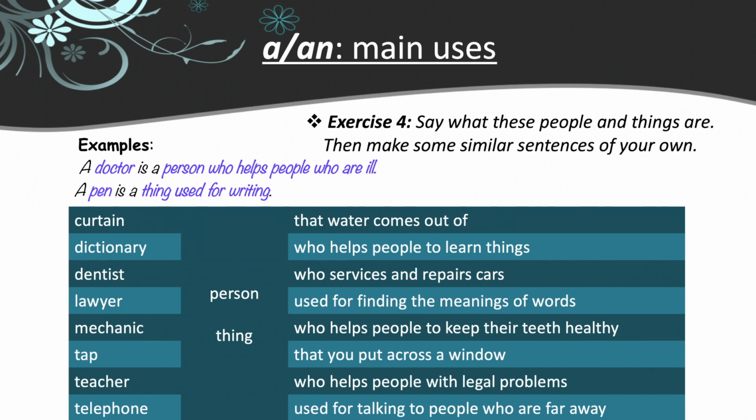So the examples given are, a doctor is a person who helps people who are ill, and a pen is a thing used for writing. So the first one in the table is, a curtain is a thing that you put across a window. I'm sure you can figure out how the rest of them go. If not, write to me or call me and I'll help you out.